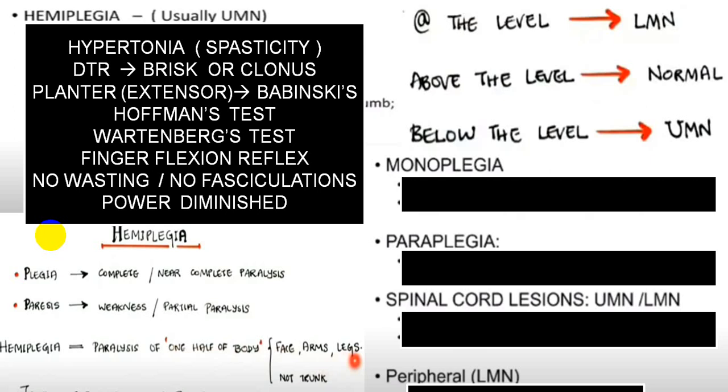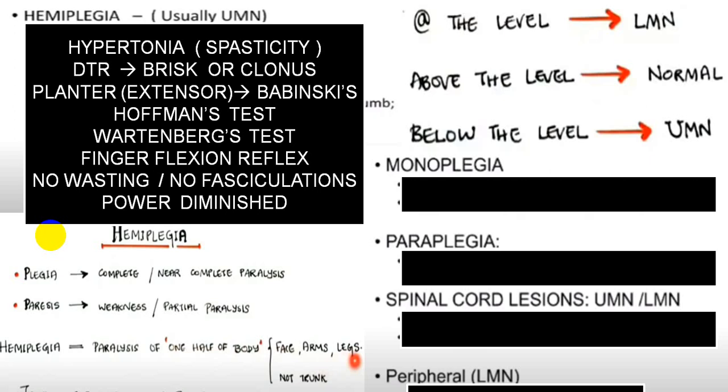Plantar reflex will be extensor, we call that Babinski sign positive, or Babinski reflex or Babinski sign. In the upper limb, you can demonstrate signs similar to Babinski sign. They are called upper limb Babinski signs, like Hoffmann test, Wartenberg test, and finger flexion test, which will be demonstrable. So those will be positive.